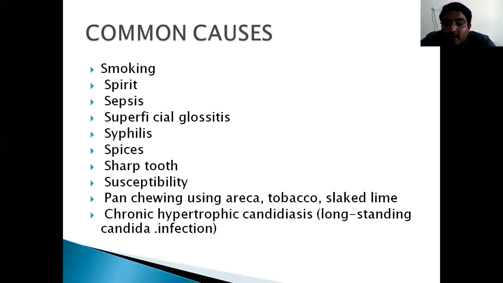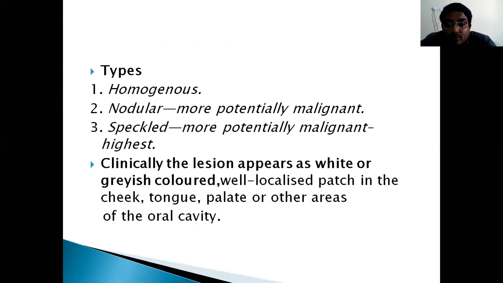See, all S's: smoking, spirits, sepsis, superficial glossitis, syphilis, spicy foods, sharp tooth, and susceptibility. Pan chewing using areca, tobacco, and slaked lime, and chronic hypertrophic candidiasis, long-standing candida infections. These all are the causes for leukoplakia. Then the types: homogeneous, nodular, and speckled. The nodular type is more potentially malignant, and speckled is the most potentially malignant.